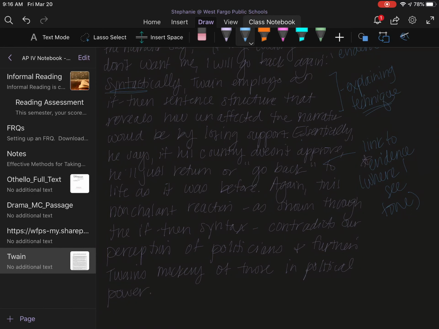Again, this nonchalant reaction, as shown through the if-then syntax, again, connecting back to my technique, contradicts our perception of politicians and furthers Twain's mockery of those in political power. Purpose or meaning.